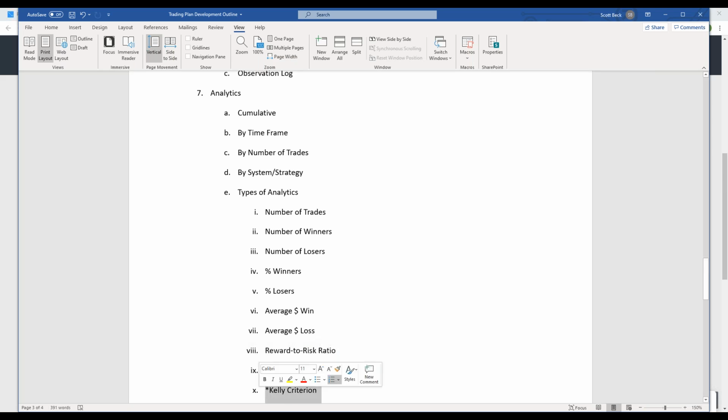This is a tough one. This is a risk management formula. It's a risk optimization formula called Kelly criterion. It's very cool math that I use to help try to optimize my risk.